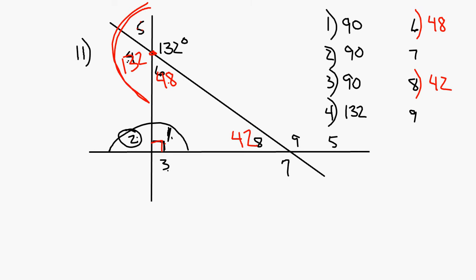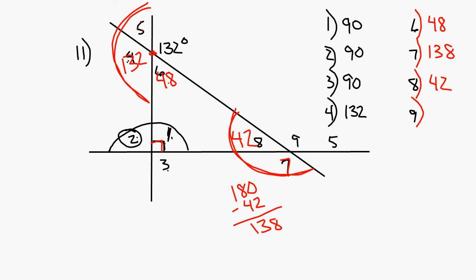If angle 8 is 42, aren't these two a linear pair? So 180 minus 42, 138. That's angle 7 is 138. If 7 is 138, what's 9? 138. And where's angle 5? Oh, that's 48.